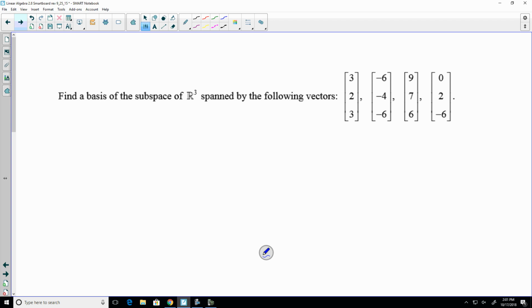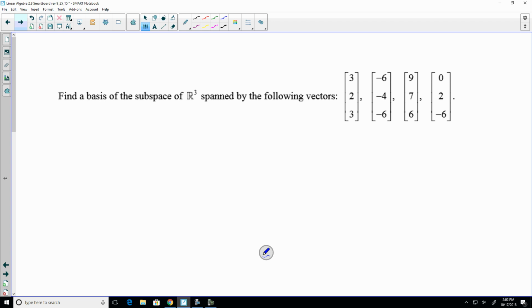All right, so find a basis for the subspace of R3 spanned by the following vectors. So I've got too many vectors. These are dependent vectors the way they are. I want to see which of these vectors I can choose to make a basis. So I need 3 of the 4 vectors. I need to know which 3.